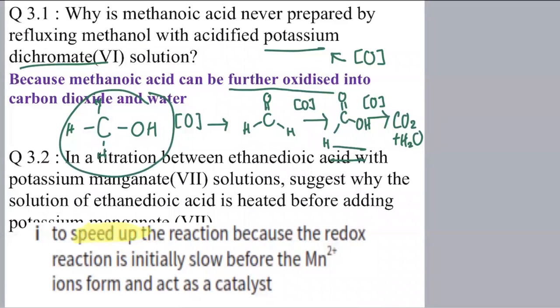Initially the reaction will be slow until you produce Mn2+, then only your reaction speeds up. So this brings us back to autocatalysis. The heating is just for the starting, the first part. Before you produce any Mn2+, your reaction will be very slow. The moment you produce Mn2+, your reaction will start to speed up because Mn2+ is the catalyst. And if you look back at your equation, Mn2+ is actually your product.